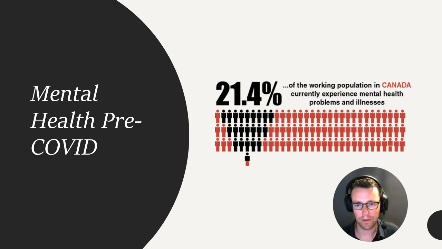This number actually comes from about 2019, just before COVID, as it alludes to. You can see there's 1.4 of a person. There's roughly 21, or just over 1/5, of working adults. So keep in mind, this is adults in Canada currently experiencing mental health problems and illnesses.